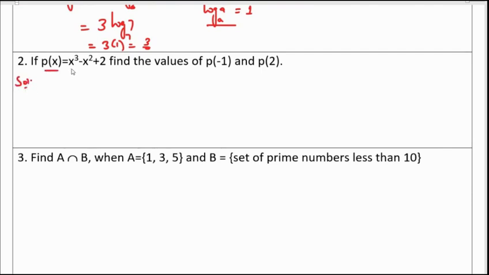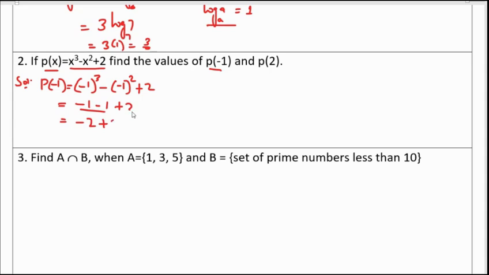P of x is x cube minus x square plus 2. Find the value of p of minus 1. Wherever x is there, we have to replace it with minus 1, students. So minus 1 cube minus minus 1 square plus 2. We all know that minus 1 cube value is minus 1, minus 1 square value is plus 1, plus 2. Minus 1 is minus 2, plus 2. Minus 2 plus 2 value is 0.